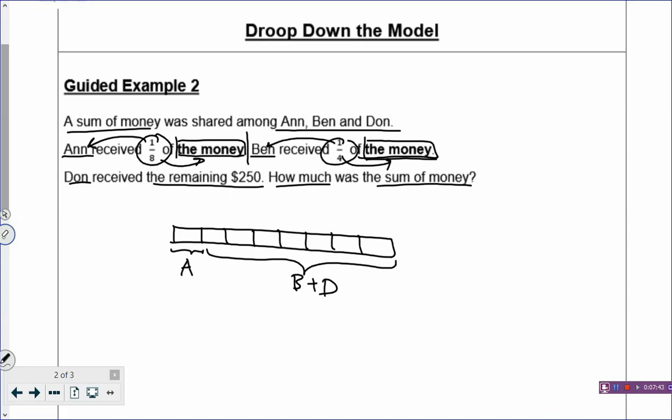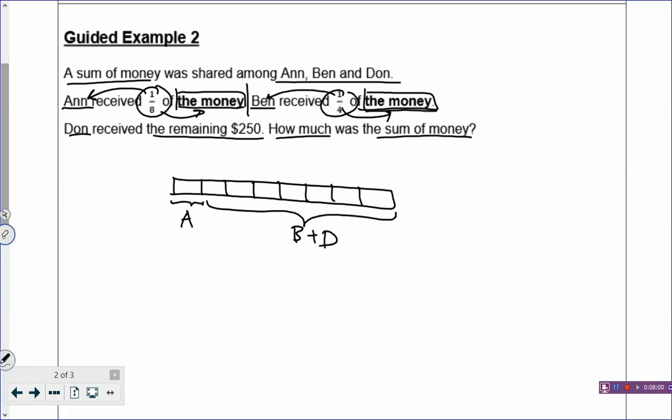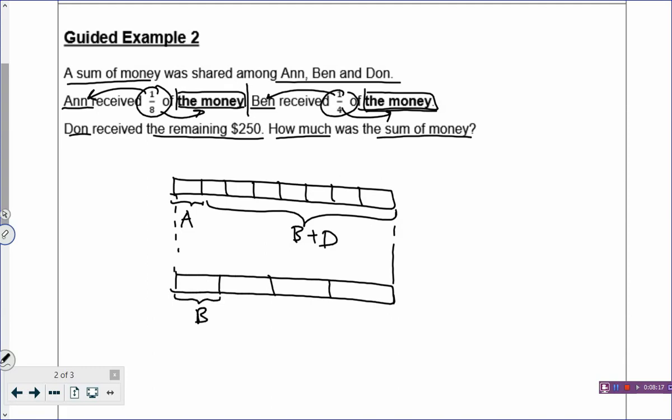And then you look at 1/4. Now, the money has 4 boxes, but if you look at the model that you have drawn, are you able to cut the model into 4 boxes? No, you cannot cut, because the boxes that you have drawn have 8 boxes already. So how do you cut into 4 boxes? If you cannot cut the model, then what do you do? You actually drop down your model and drop the same model. You draw the same model and you cut into 4 boxes now. And then you can see that Ben received 1 box, and the other 3 boxes must be Anne and Don.